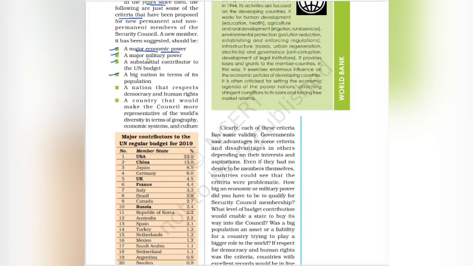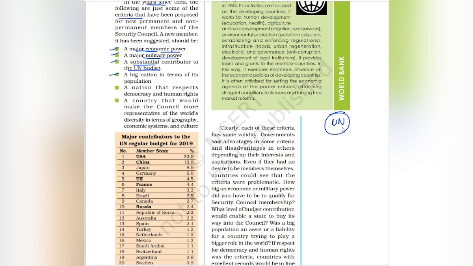Secondly, it must be a major military power, right? That means the defense system of that country should be very strong. Next, a substantial contributor to the UN budget. Now we all know the UN is made up of its member countries, right? So how does the UN work? Who is going to pay the salary of the people who are working here in the United Nations? That is the contributed funding.